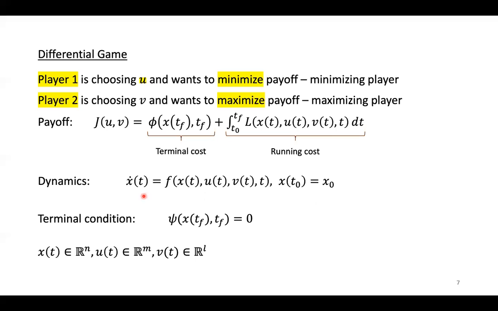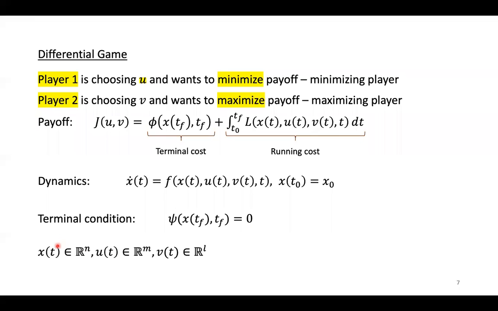And the dynamics is again standard: x dot is equal to f of x, comma u, comma v, comma t. Instead of just one control, as in the optimal control setting, we have two controls driving the state, u of t and v of t, and we were given some initial condition for the state, x at t naught equal to x naught. We'll say the terminal condition for this game, where the game has ended, is given by this equation: psi of x at tf, comma tf is equal to 0.